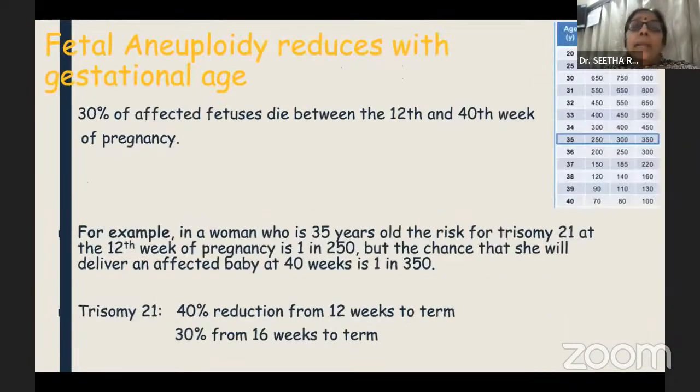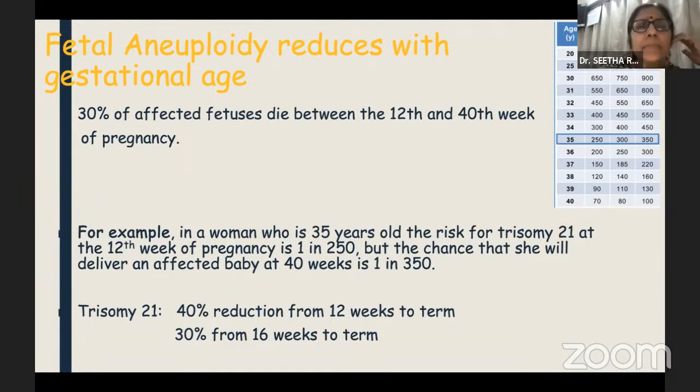So obviously, when a patient comes to you, she doesn't understand all this. What she wants to know is, madam, is my baby going to have Down syndrome, or am I going to develop preeclampsia? They want answers. They don't understand these figures. That is why it is important for us to understand and then counsel them accordingly.